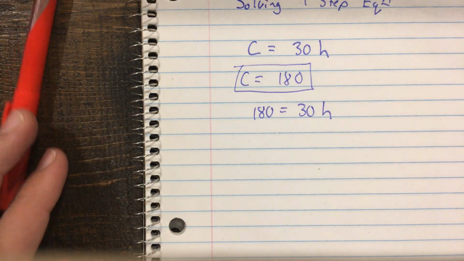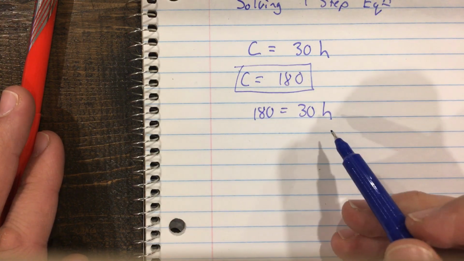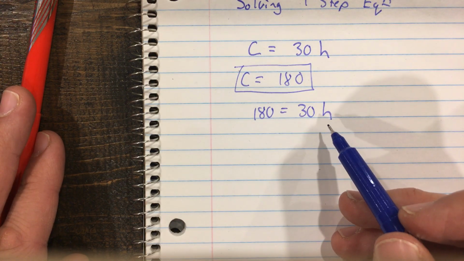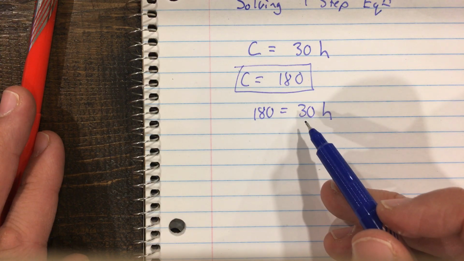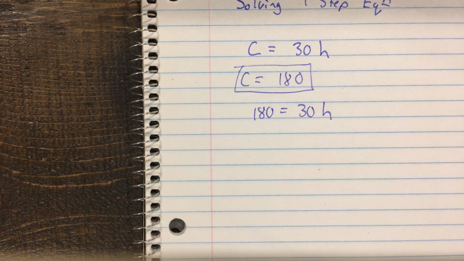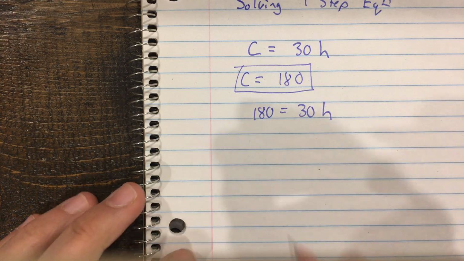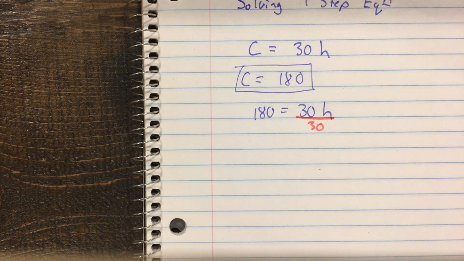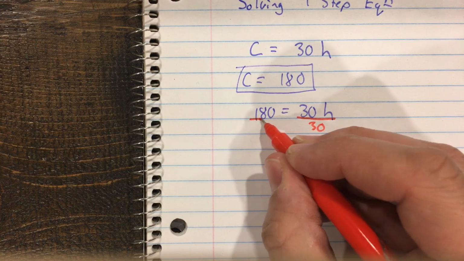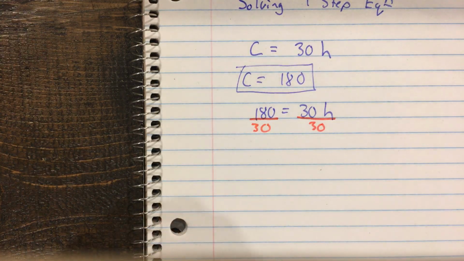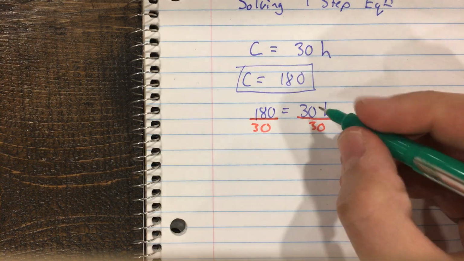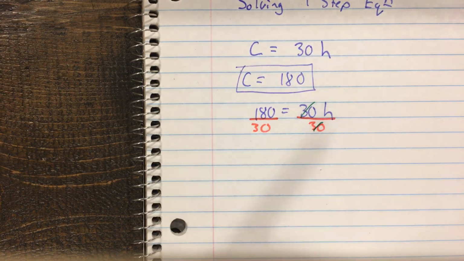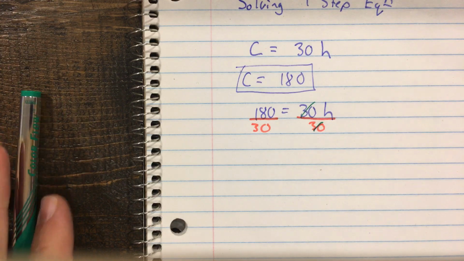So we need to undo everything that's happening to the variable here. Well, the variable here is h, hours, okay? And what's happening to the variable right now, it's being multiplied by 30. So we need to do the exact opposite of being multiplied by 30. And the opposite of multiplying by 30 is dividing by 30. But as we stated in class, you cannot do something to one side of the equation you don't do to the other. So if you divide this side by 30, you also have to divide this side by 30. What happens is this 30 divided by this 30 will cancel out and just leave one h, or just h.